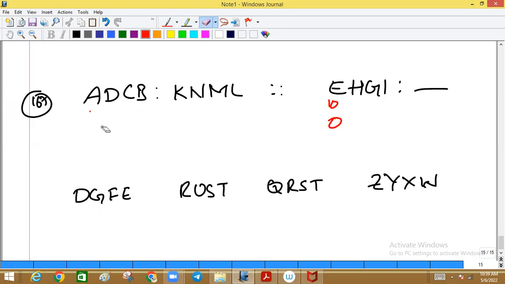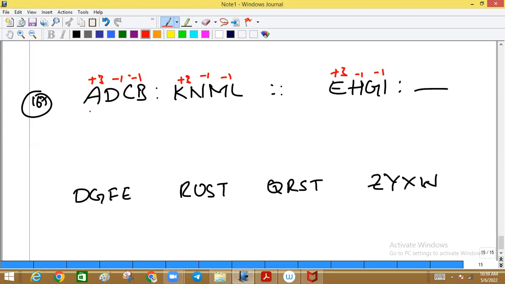So when it is not possible like this, you can do it like this also. It's not difficult. What is the difference between A to D? A1, D4, so obviously plus 3. D to C, minus 1. C to B, minus 1. K to N, plus 3. N to M, minus 1, minus 1. E to H, plus 3. H to G, minus 1. In the options also check the plus 3, minus 1 format.